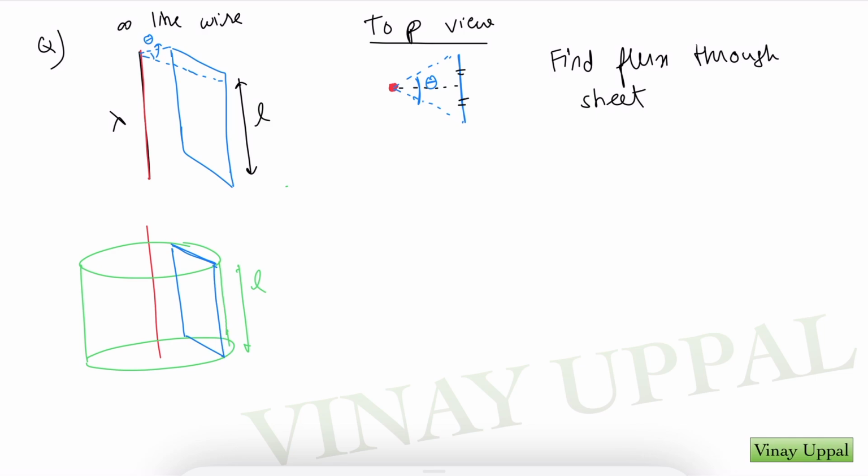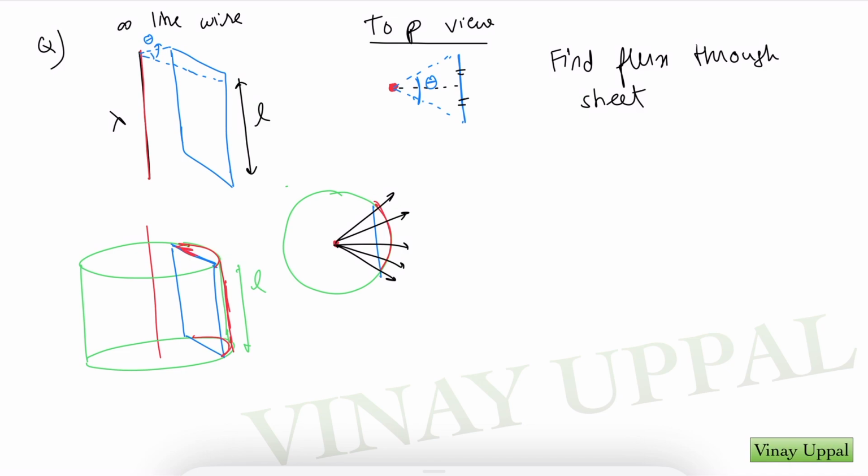If I look at the top view, and if I look at this red portion of the cylinder, the field lines will be radial in the top view. So you should be able to see that all the field lines going through the blue surface will also be going through the red portion of the cylinder, and therefore the flux through the blue surface and the flux through this red portion of the cylinder are going to be equal.